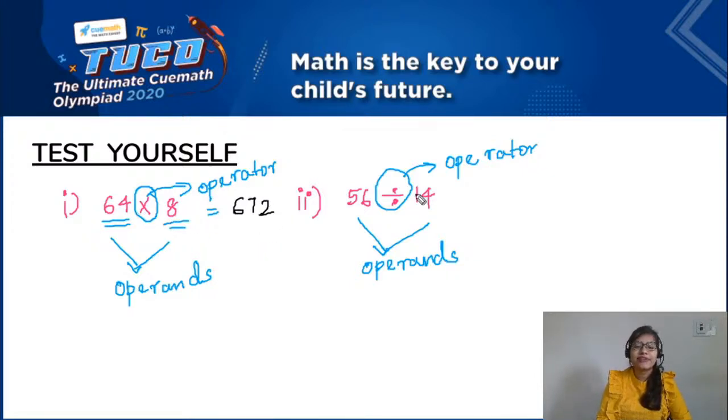64, 67. Yeah, 672. And how about 56 divided by 14? This would become 4. Now, as you all can see, this combination of operands and operator gave us a certain value. This is what we are trying to evaluate.